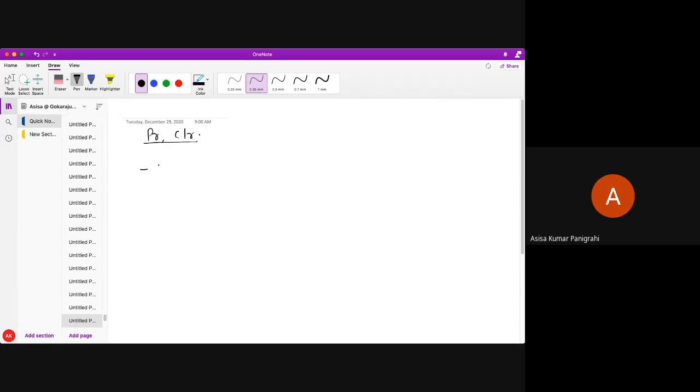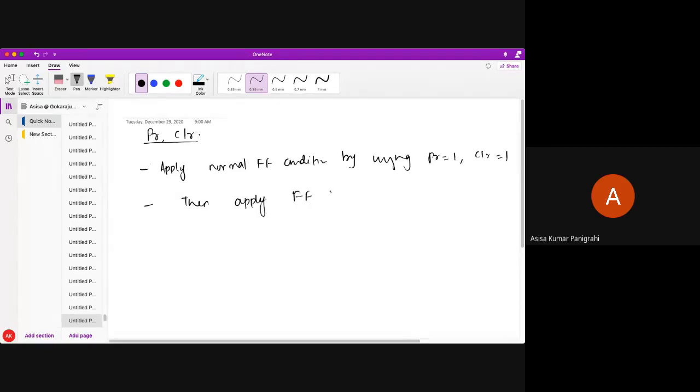Then apply the normal flip-flop condition by using preset equal to 1 and clear equal to 1. After that, apply the flip-flop actual inputs. What are the flip-flop actual inputs? The flip-flop actual inputs for an SR flip-flop are S, R and clock.